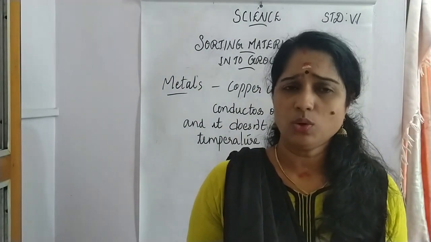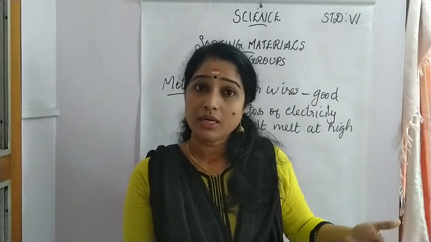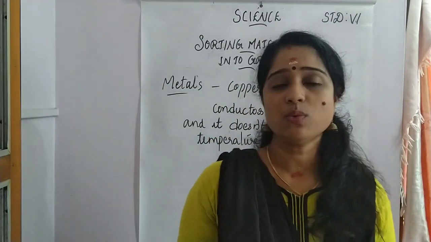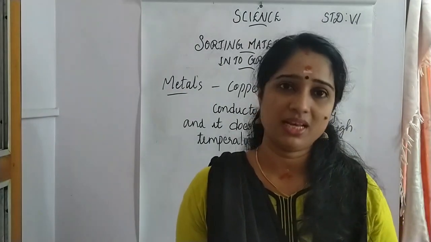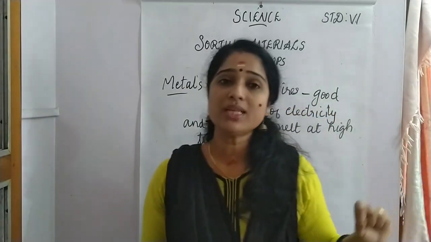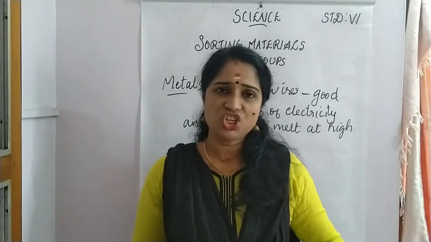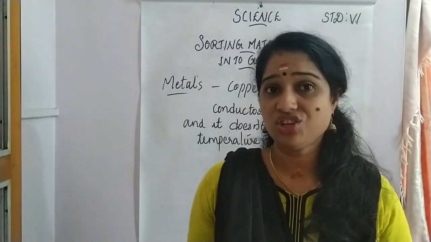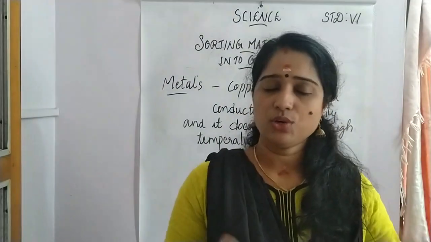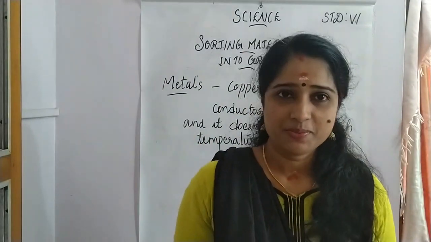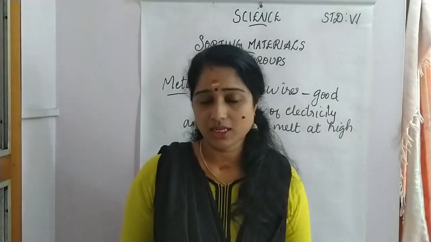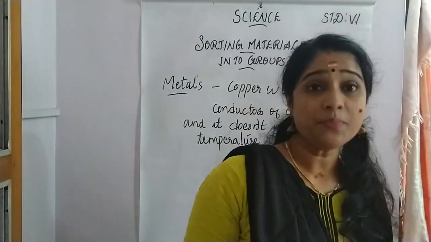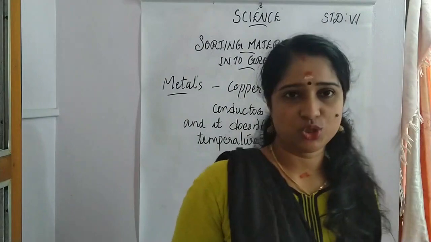So what happened to this copper wire? It is covered by using what? Plastic, isn't it? All the wires are covered by plastic. The equipment that we are using, electrical appliances like TV, refrigerator, air conditioner, iron box, etc., the outer covering is plastic, because plastic is a bad conductor, it doesn't allow heat or electricity to pass through it.